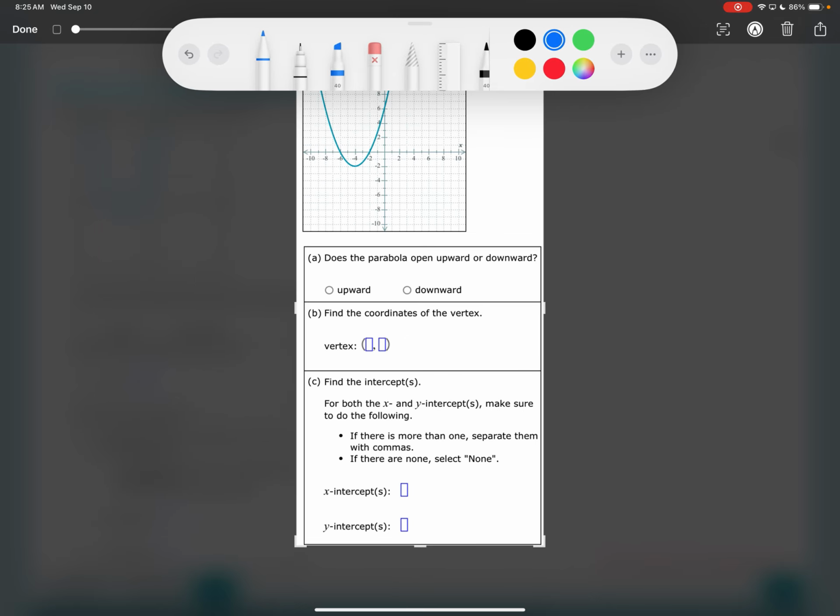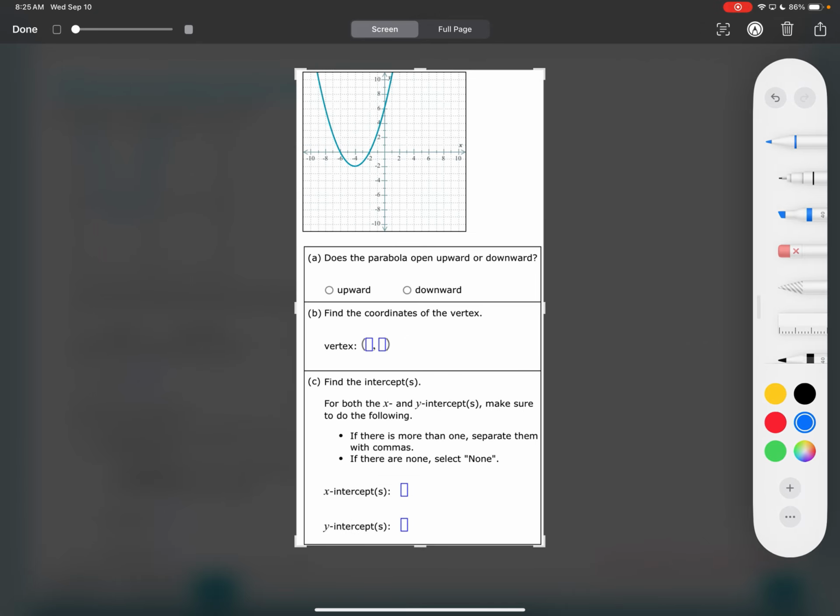All right, same idea on this one. The first thing is upward or downward. That should be easy. It opens upward. My vertex is at -4, -2. This one doesn't have the axis of symmetry, but I'm going to go ahead and write it right here. Axis of symmetry is at x equals -4. You can always just look at that number right there. My x-intercepts are at -6 and -2, and my y-intercept is at 6. By looking at the graph, we can get all that information.